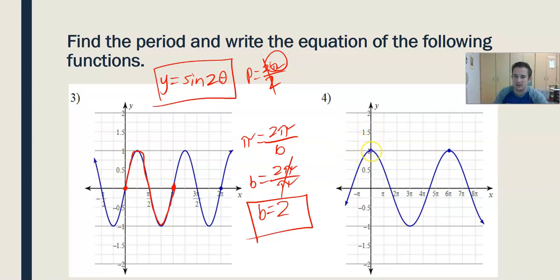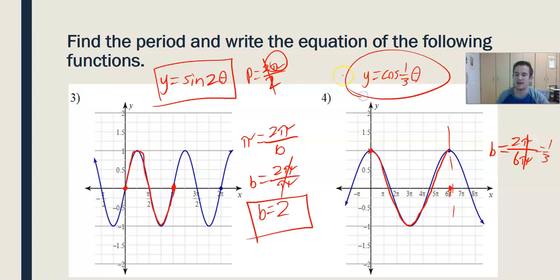Okay, number 4 here, I have, starting at a maximum here, this is going to be a cosine function. So I go down and back up again to the starting point, and it takes 6 pi radians to get there. So if my period is 6 pi, then my b value is 2 pi divided by 6 pi, which reduces to 1/3. So my equation is y equals cosine of 1/3 theta. And that's my equation.